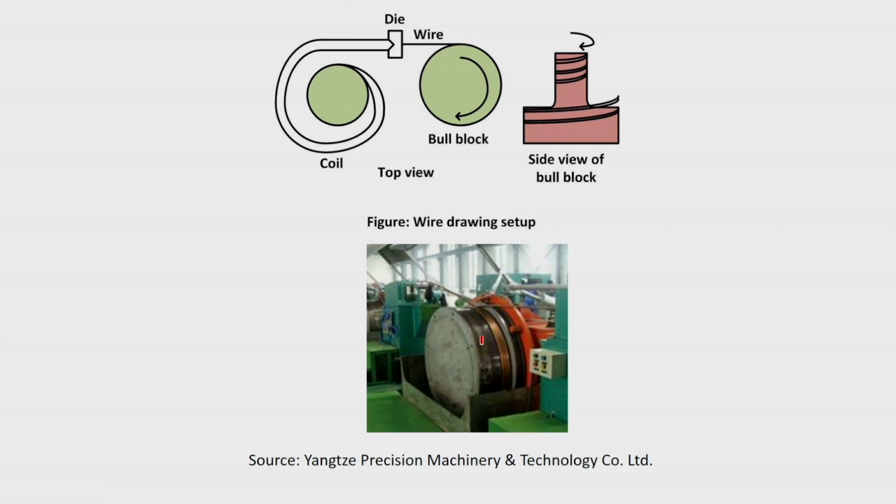See here, this I have taken from the net, from Yangtze Precision Machinery Technology Company Limited, China. One of their products I have taken from the net, and it shows that this bull block will be rotating, so because of the torque on this, there will be a tensile force here, and then the wire will be coming out of the die, and it gets wound over it. Ultimately you get it wound on that. There may be a bobbin which can be removed, and then you can take it out also.